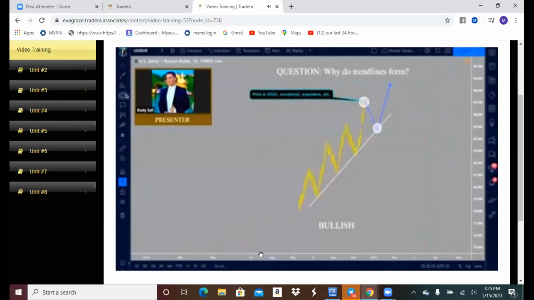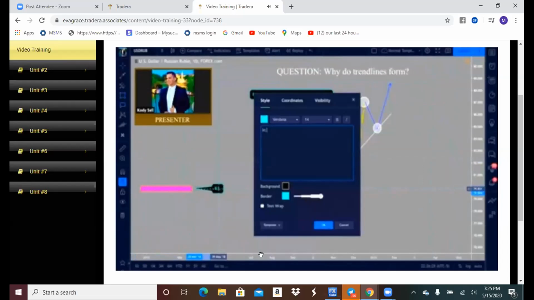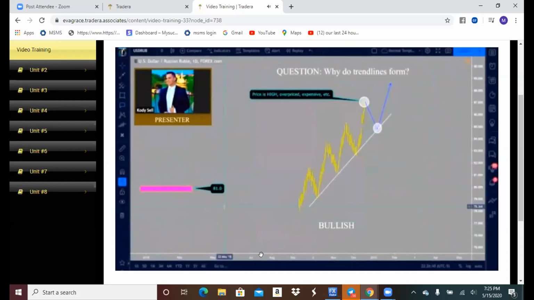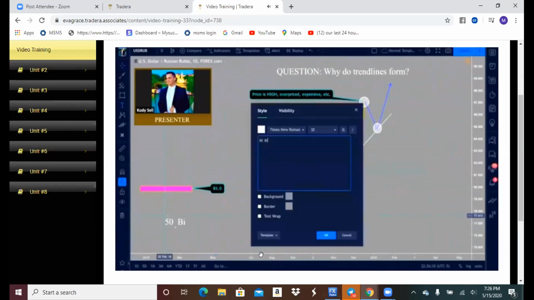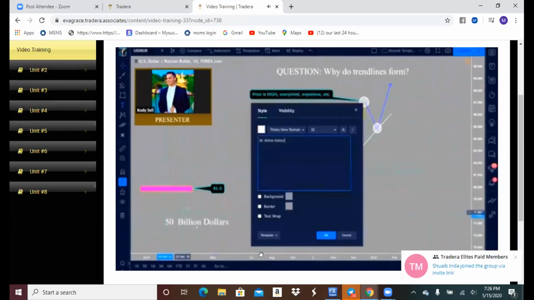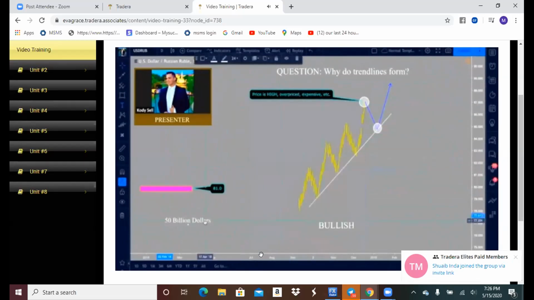So let's say that over here, we start off and price is at 81.0. And then let's say that some big institution has a total of $50 billion that they need to get rid of. So let's go ahead and write down $50 billion that they need to get rid of. All right, so they need to get rid of $50 billion.